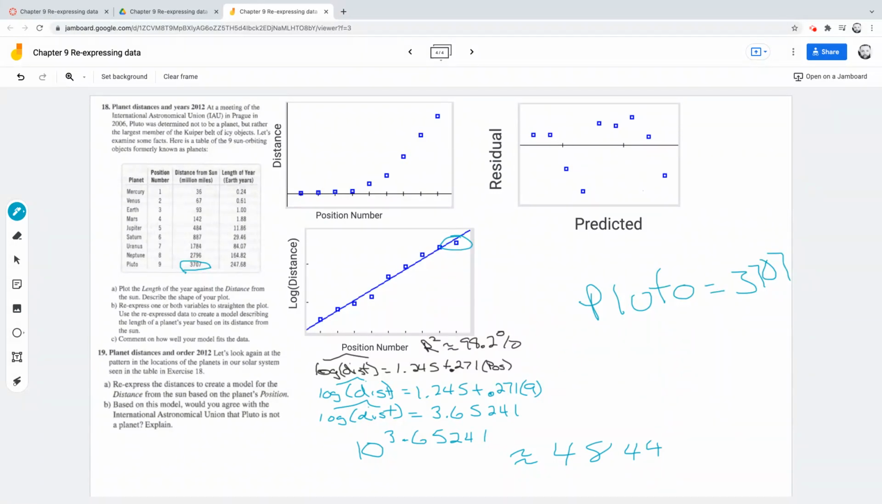In other words, the residual for Pluto is significantly high or low. In this case, it'd be a significantly negative number, regardless of which predicted values you guys use. Does any of that make sense? Okay. But basically, we did a bunch of statistics work.